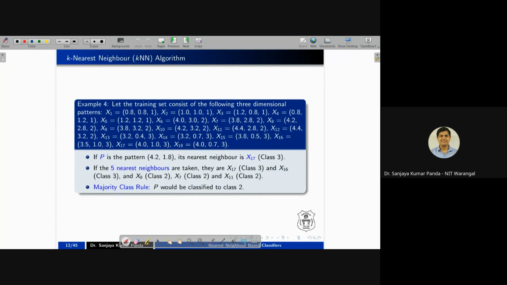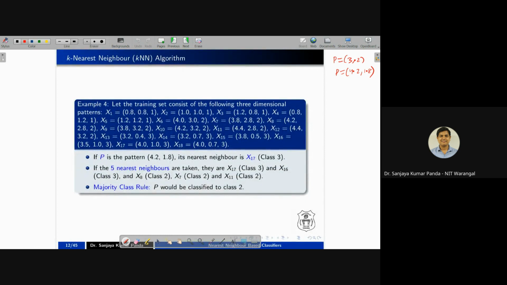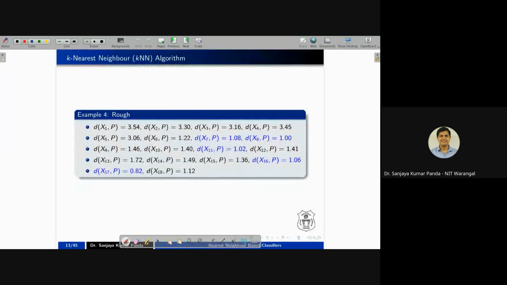Now again come back to this particular example, but here I am taking the pattern P as a different value. Earlier I took pattern P as 3 and 2. But here I am taking now pattern 4.2 and 1.8. So if P is 4.2, 1.8, again you have to find the nearest neighbor. So I have calculated the distance. Here you can see we have 18 points, and we have calculated the distance of P to x1, P to x2 up to P to x18.